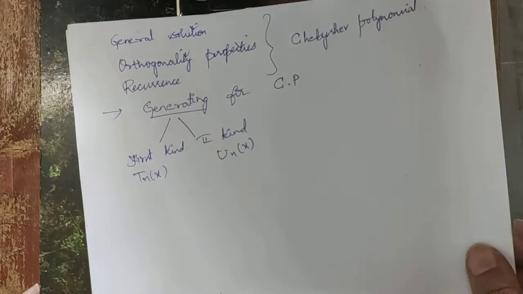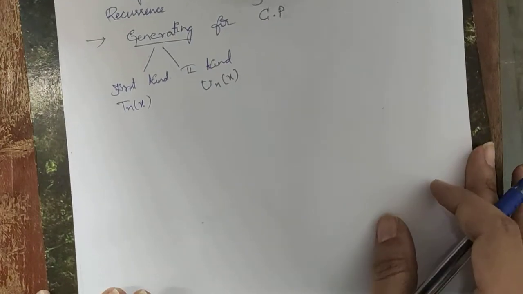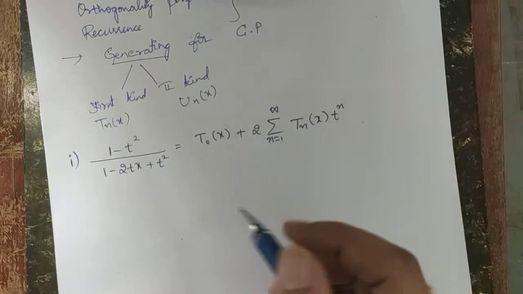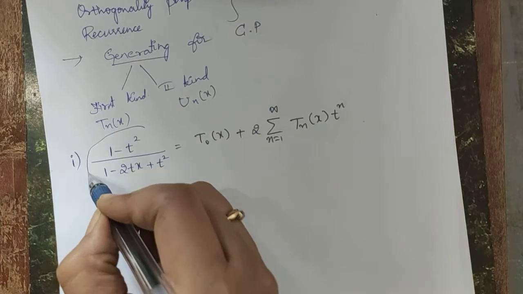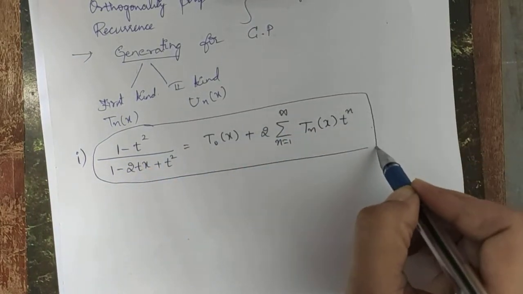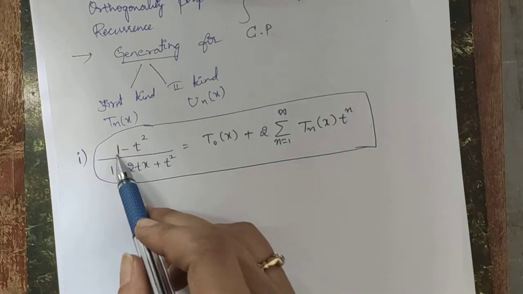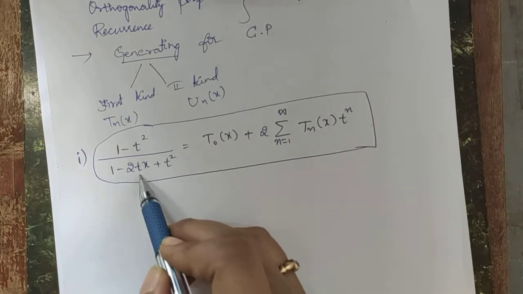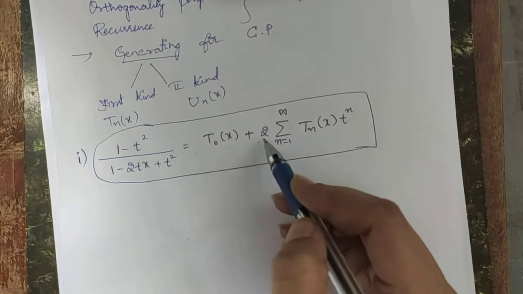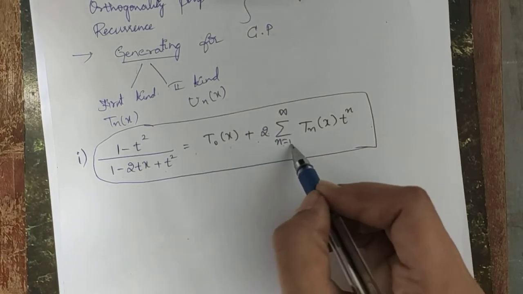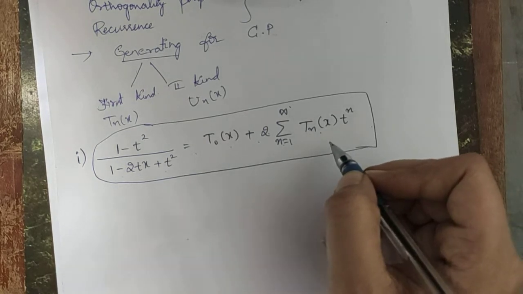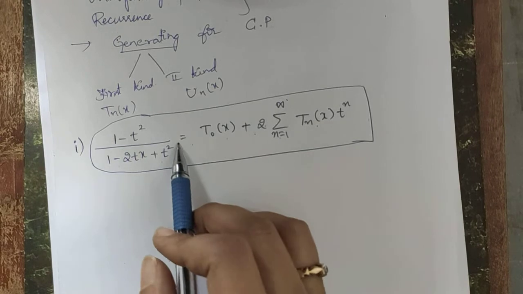First let us see the statement of the generating function for first kind. This is what I am supposed to prove for the generating function of first kind for Chebyshev polynomial. We have (1 minus t square) by (1 minus 2tx plus t square) is equal to T0 of x plus 2 into summation n is equal to 1 to infinity Tn of x into t power n. How can I prove this result?